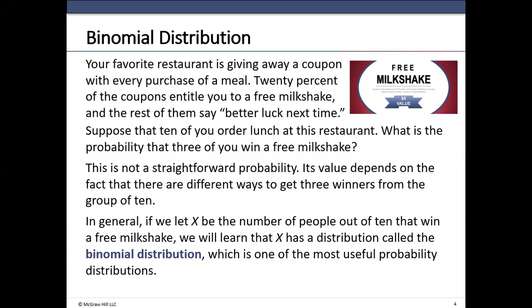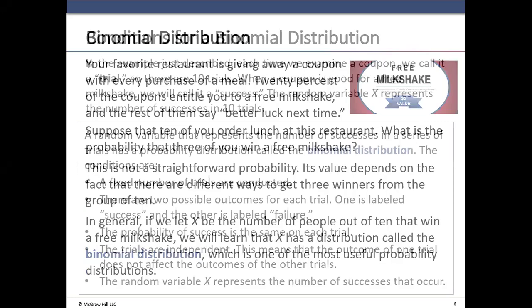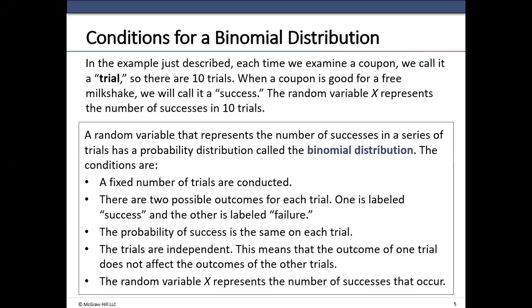In general, if we let X be the number of people out of 10 who win a free milkshake, we will learn that X has a distribution called a binomial distribution, which is one of the most useful probability distributions. In this example, each time we examine a coupon, we call it a trial. So there are 10 trials because there are 10 people. When a coupon is good for a free milkshake, we call it a success. The random variable X represents the number of successes in 10 trials.